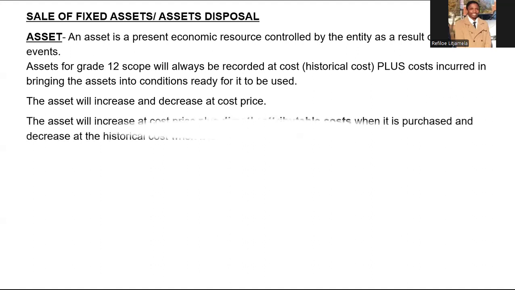The asset will increase at cost price plus directly attributable cost when it is purchased and decrease at historical cost when it is sold. Now, what is this directly attributable cost? Let's say you buy a plain laptop for 10,000 rand. It comes plain, so there are no programs installed.